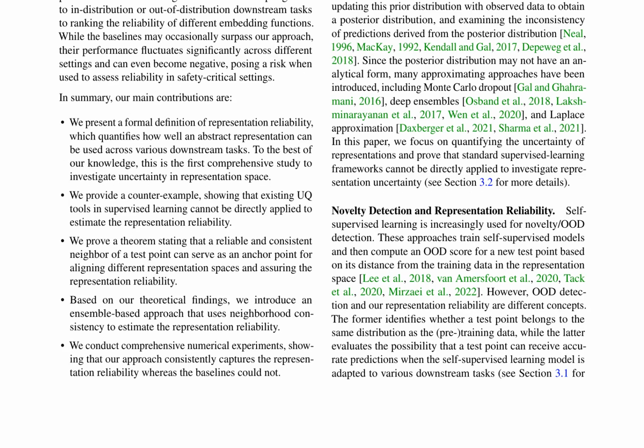The proposed method is extensively validated through numerical experiments, demonstrating its superior performance in capturing representation reliability compared to existing baselines. The significance of this work lies in its potential to facilitate the responsible deployment of pre-trained models. By providing a reliable measure of representation uncertainty, practitioners can make informed decisions when selecting models for specific applications. This, in turn, can lead to more robust and trustworthy AI systems. The proposed approach offers a critical step towards this goal, enabling the development of more reliable and generalizable pre-trained models.